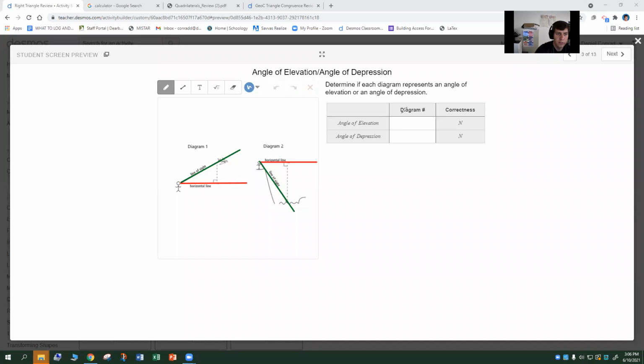So this first one is an angle of elevation. So diagram 1, you're looking above that red horizontal line. And in diagram 2, it's an angle of depression because we're looking below that red horizontal line. So this would be the angle of depression. X would be the angle of depression. Y would be the angle of elevation.